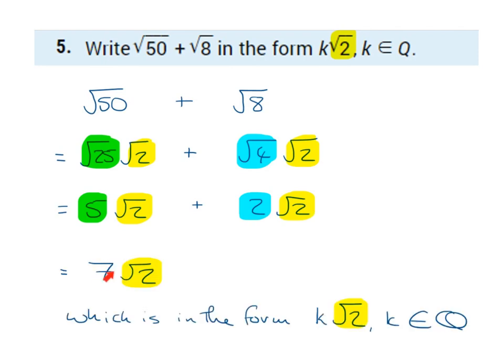So our answer is 7 root 2, which is in the form of k root 2, where k is an element of the quotient set. So that k ended up being 7. So we have it in the form of k root 2, which is what we wanted.